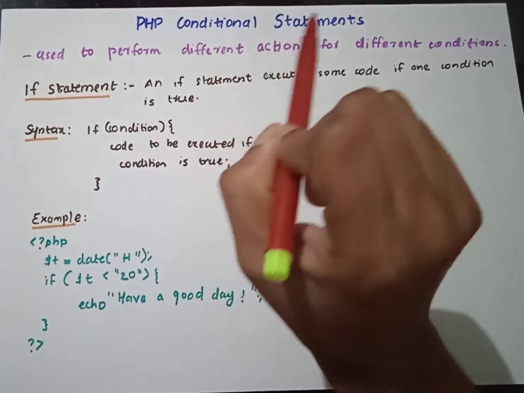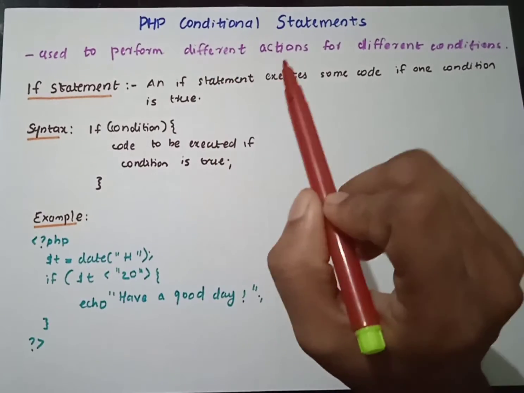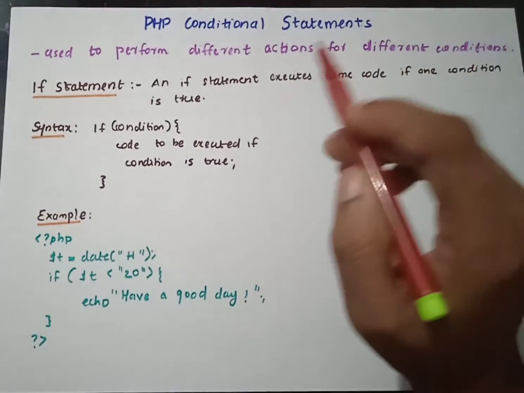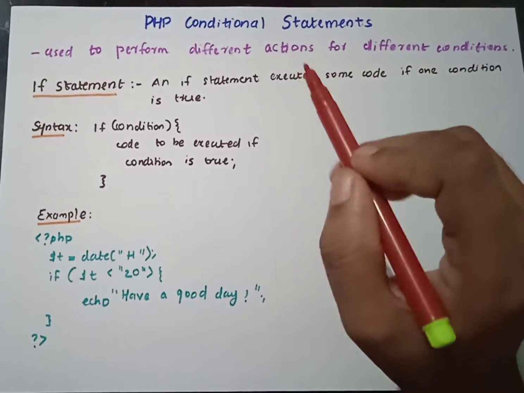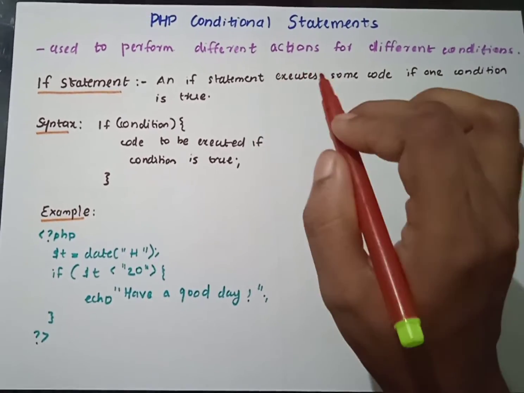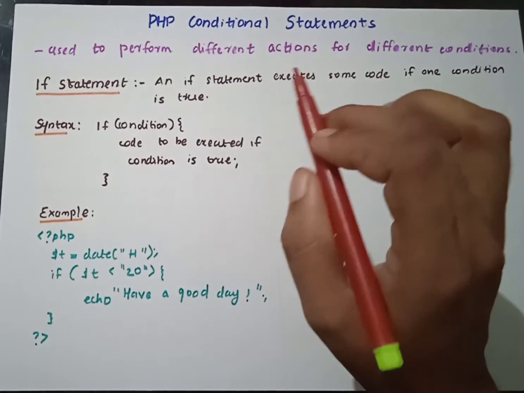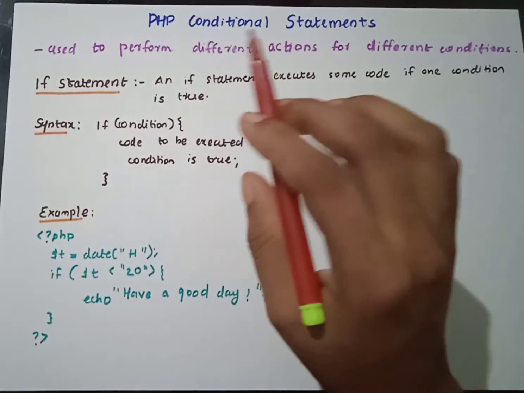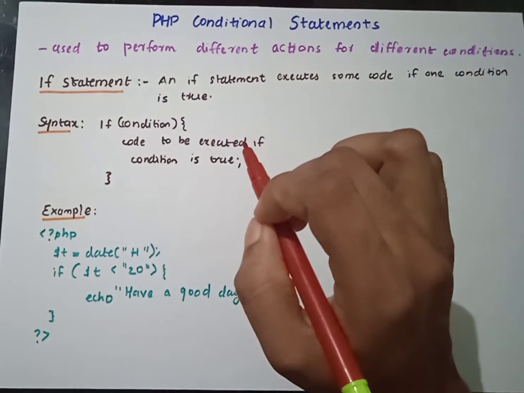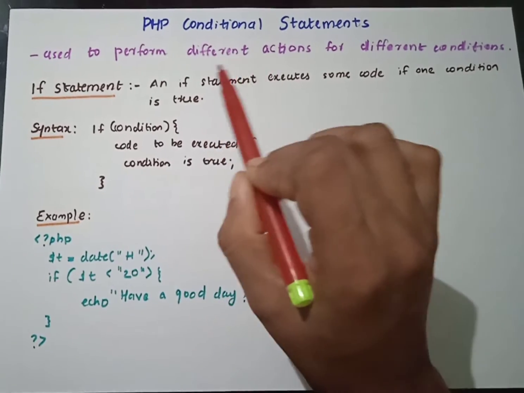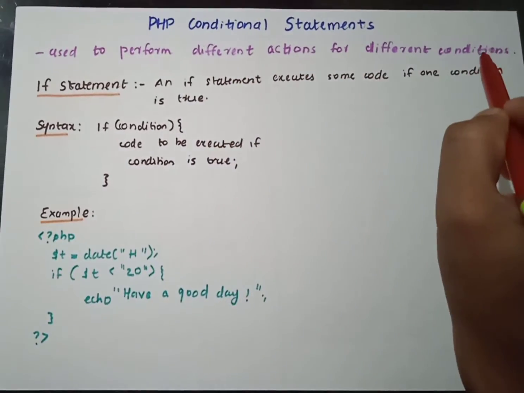These conditional statements are used to perform different actions for different conditions. That means when you are stuck at a special phase where you have 2 different options, each having their own priorities or conditions, there you can use these conditional statements in programming. Okay, so they are used to perform different actions for different conditions.